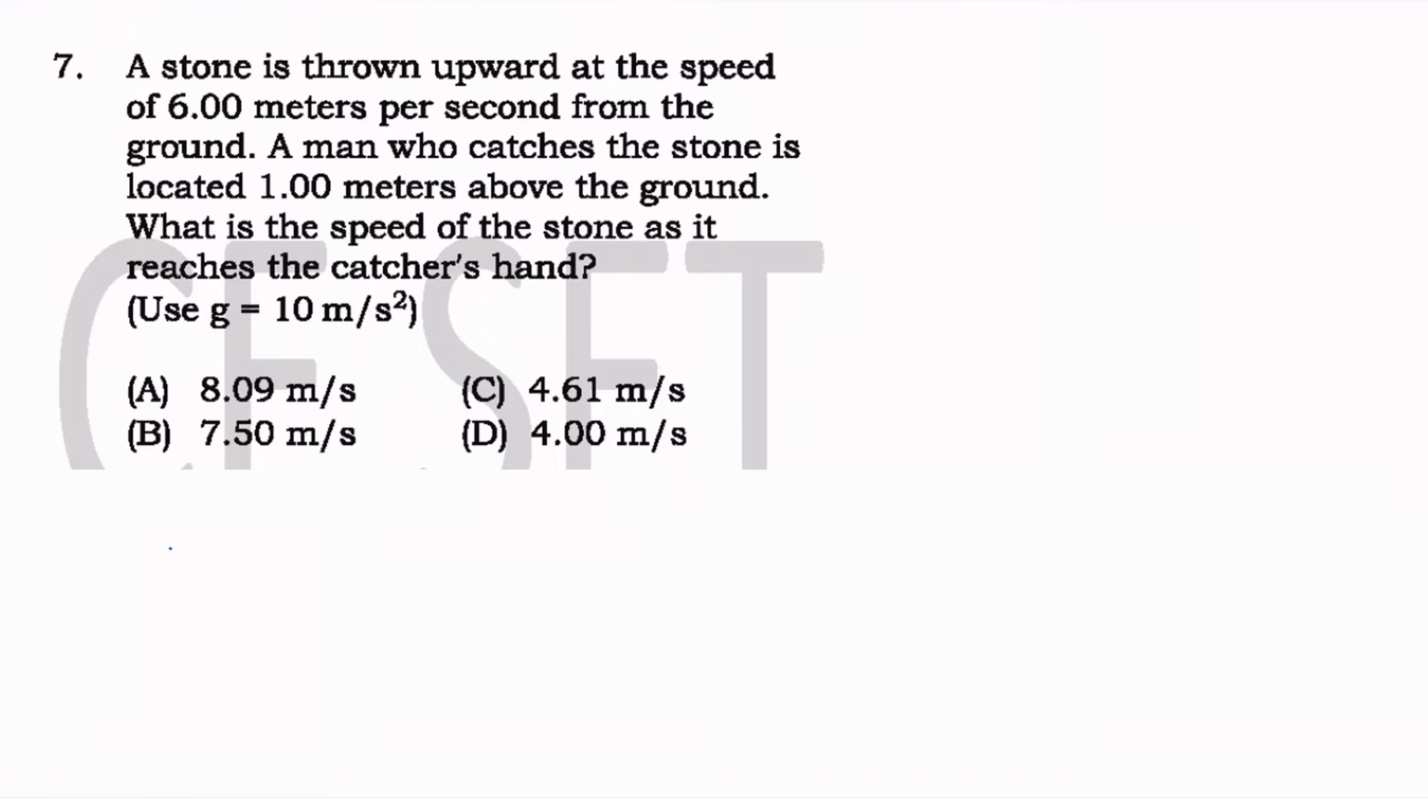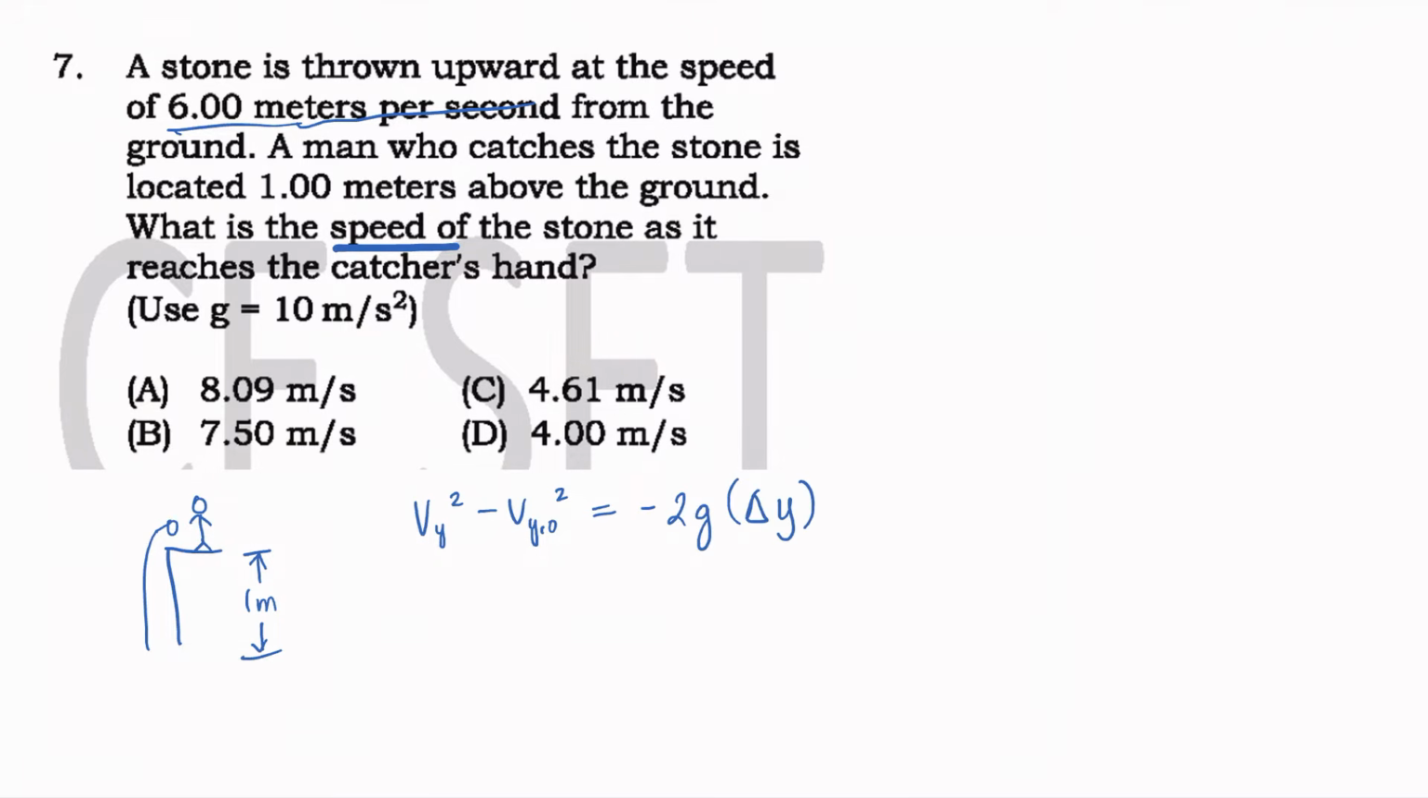So for this problem, yung stone daw binato mo dun sa man na 1 meter above the ground. So ito yung elevation niya, 1 meter. And given tayo ng initial velocity na 6 meters, yung pinapahanap sa atin ay yung final velocity. So, for this problem, we're going to use the equation Vy squared minus Vy naught squared equals negative 2 times gravity times the elevation or the change in height.